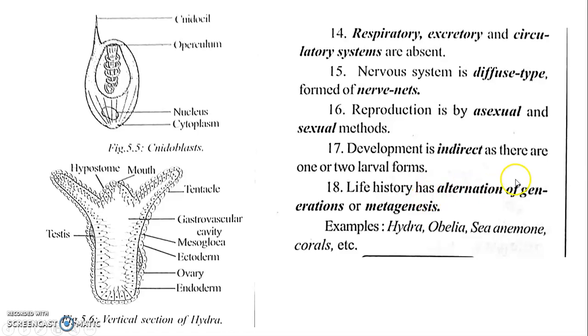Life history has alternation of generation, or it is also called as metagenesis. Alternation of generation means what? Alternation.